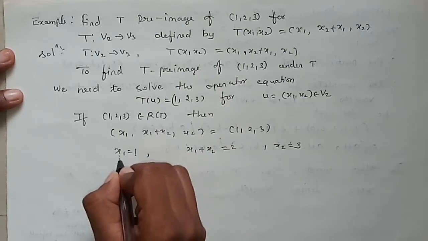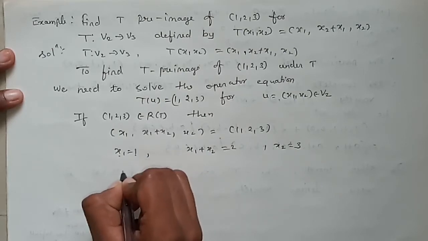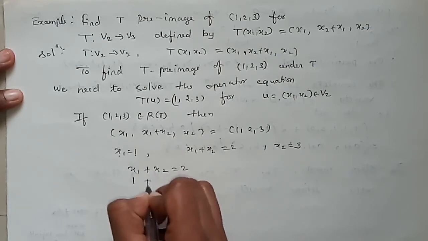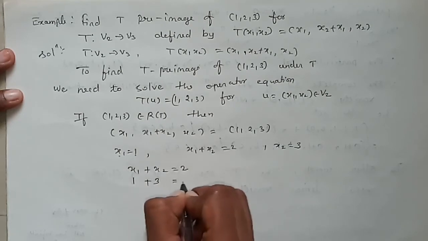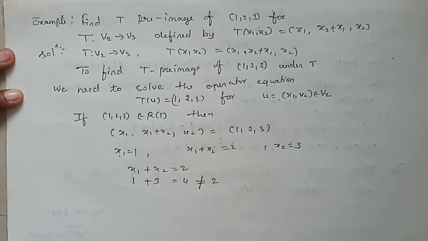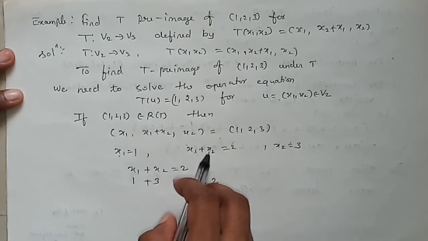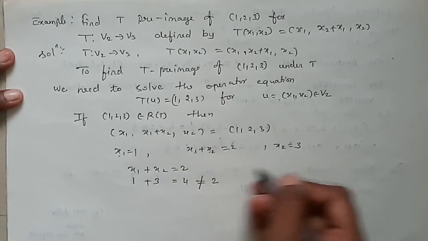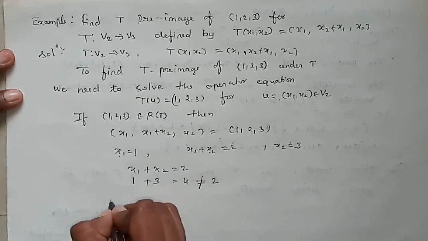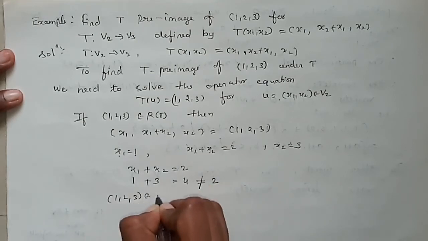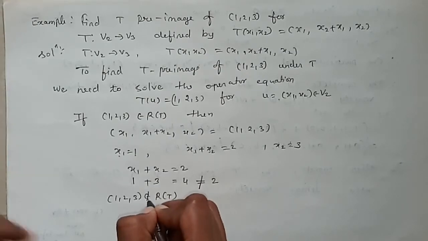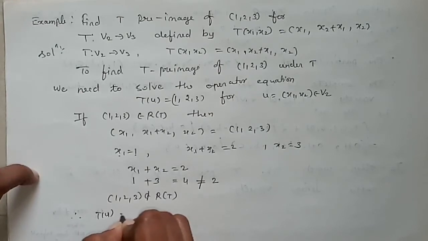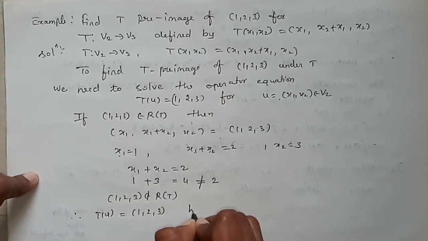So see, if I am putting x1 and x2 in this, then x1 + x2 is equal to 2. But if I put the value as 1 and here 3, this becomes 4. We know that 4 is not equal to 2. Here we are saying that the sum of these two is 2, and here the sum is 4, so both answers are not possible since they are not equal. So we can say that (1, 2, 3) does not belong to the range of T. So this kind of solution is not possible. Therefore, T(u) = (1, 2, 3) has no solution.